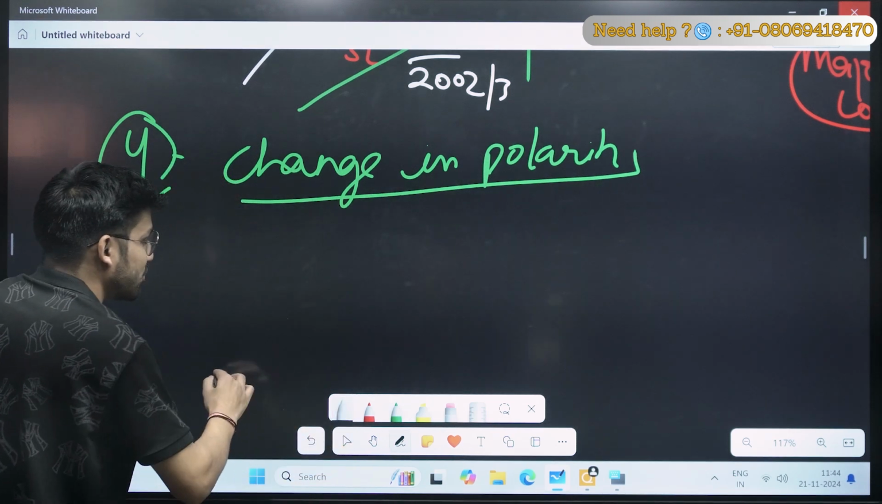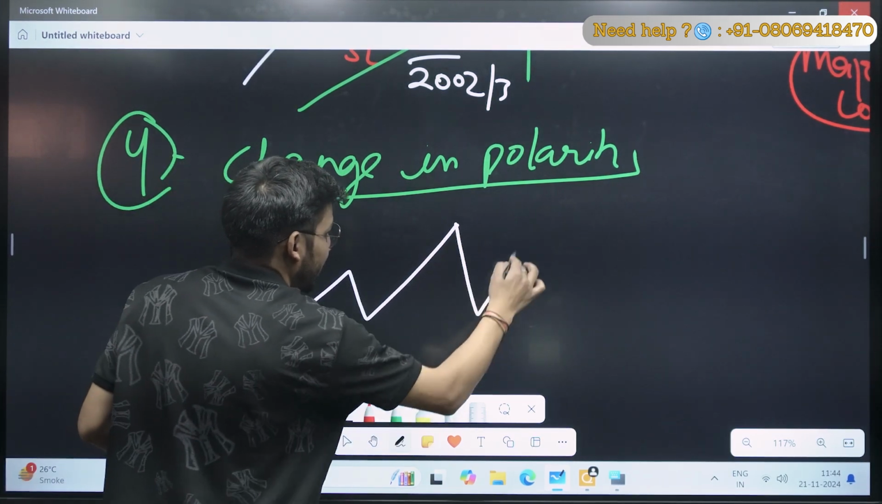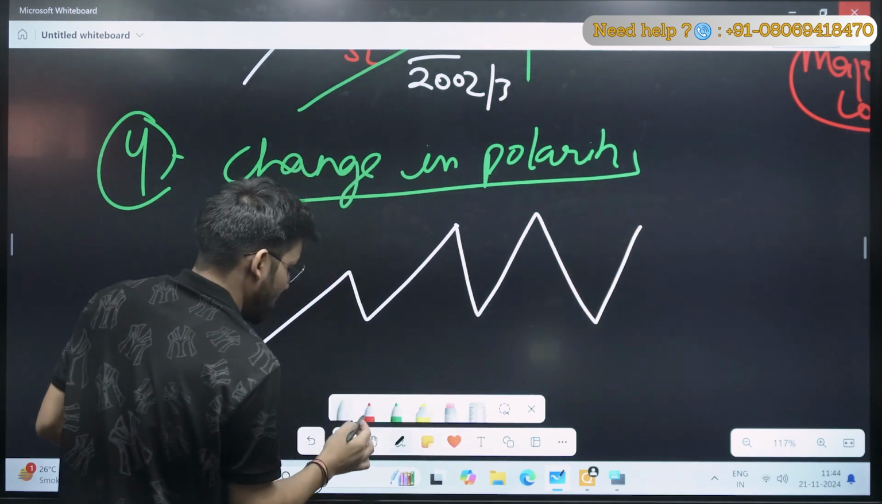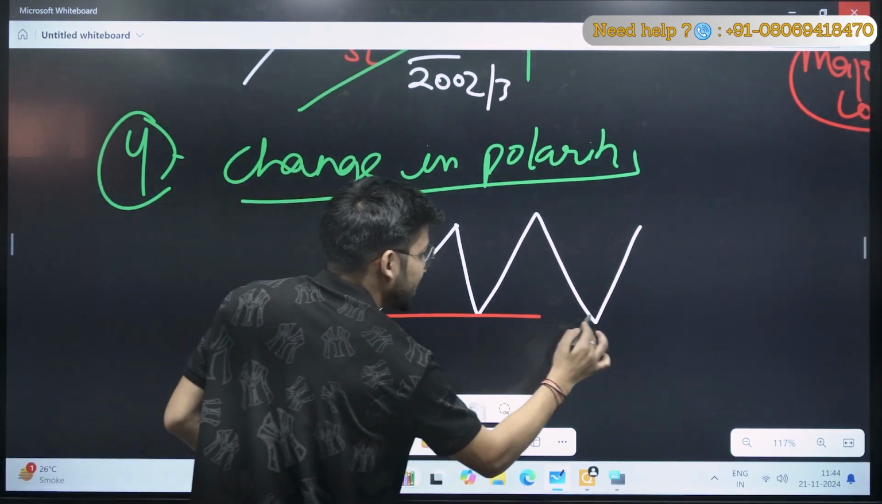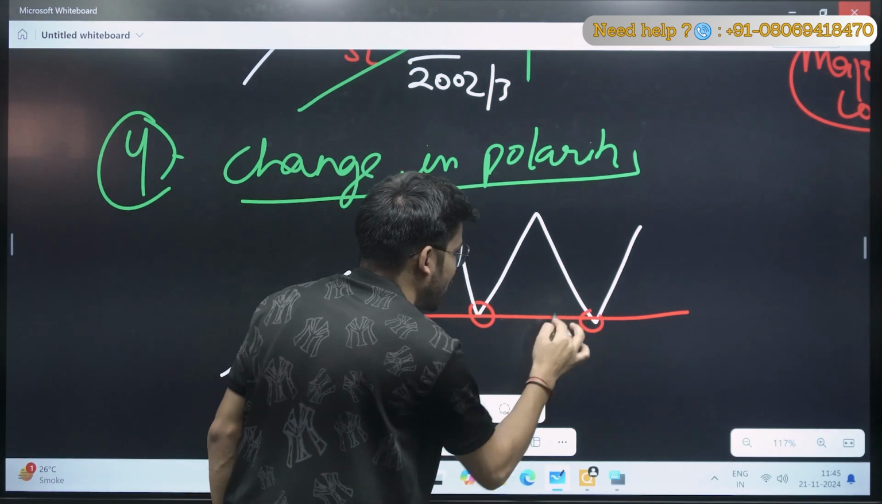So your market was moving like this, and then it made a support here. Then it made a support at this level. Your market was taking support multiple times, so it was your support.